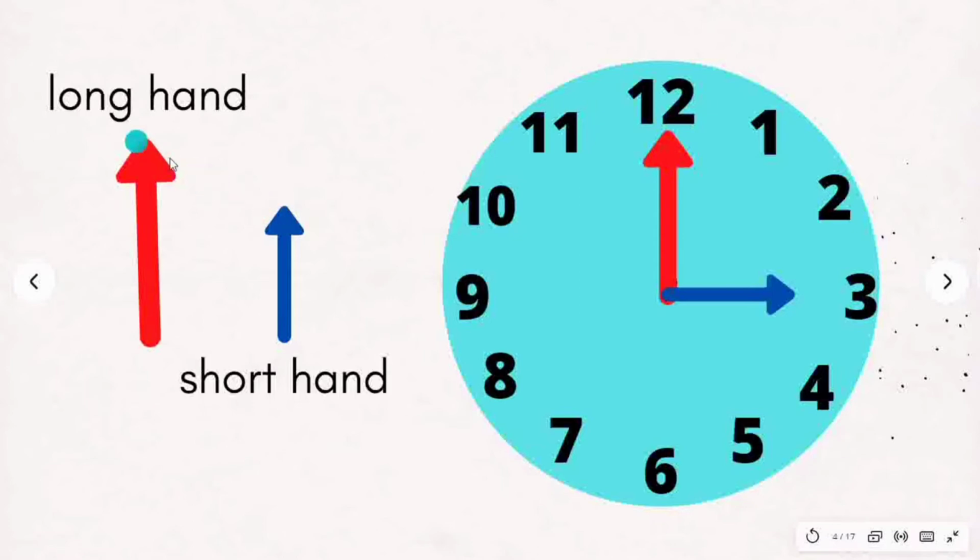The red arrow is called the long hand, ataupun jarum panjang, and the blue arrow is called the short hand, ataupun jarum pendek. Okay, remember this. Please remember the red arrow is called the long hand and the short one is called the short hand. Okay, next.